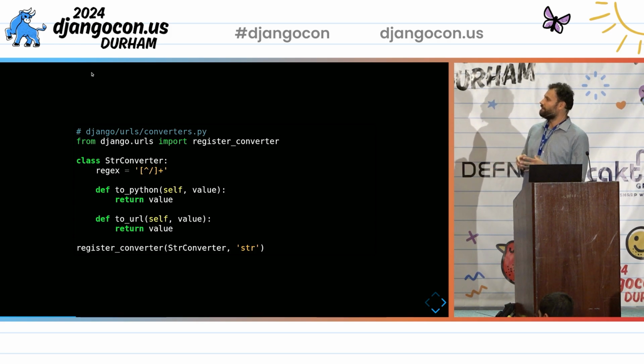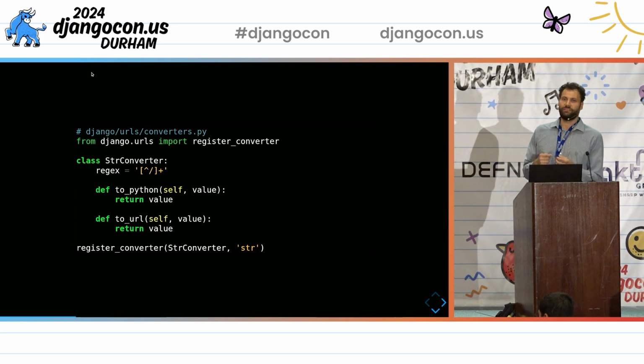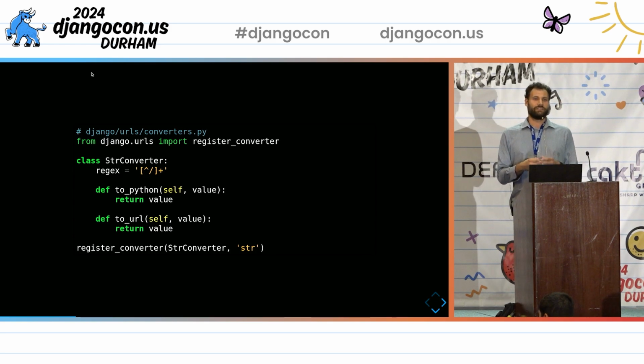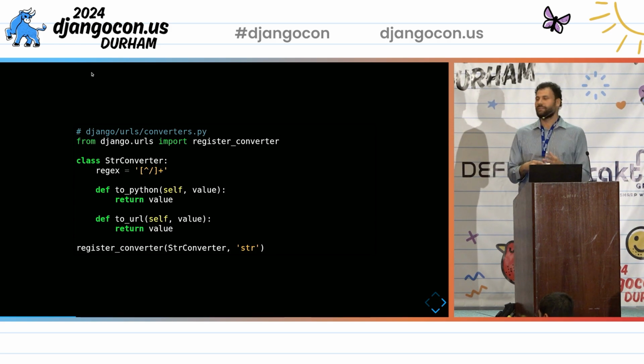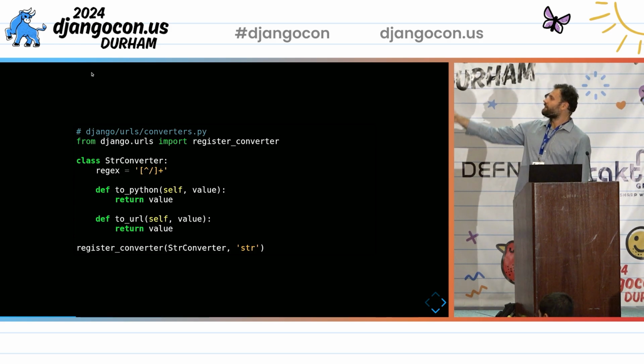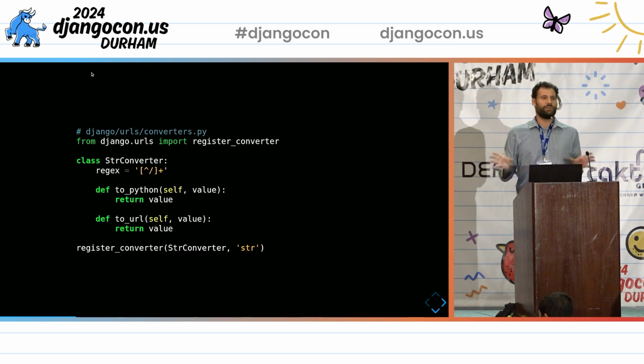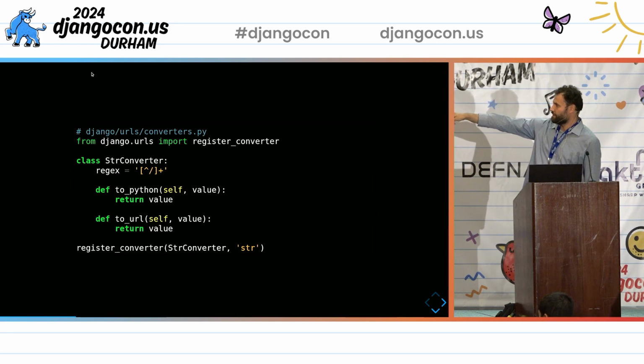And the toURL does something in the opposite direction. That is used when you, for example, use a reverse, a redirect, or the URL template tag. In that case, it will first convert all the parameters it passes with the corresponding toURL and use that to build up a pod, okay? And at the end of the code, you see that we register that converter as str.